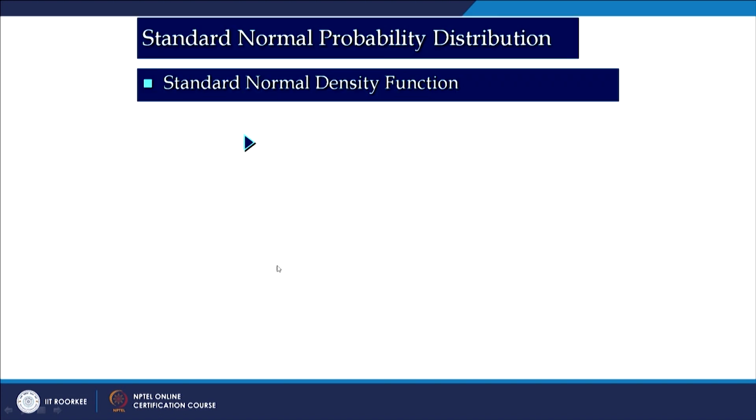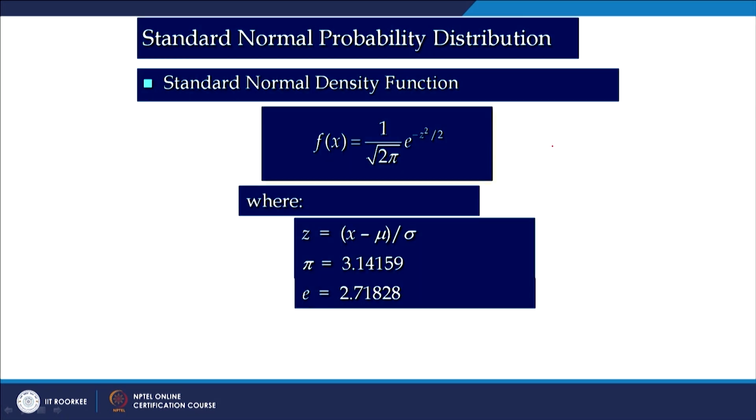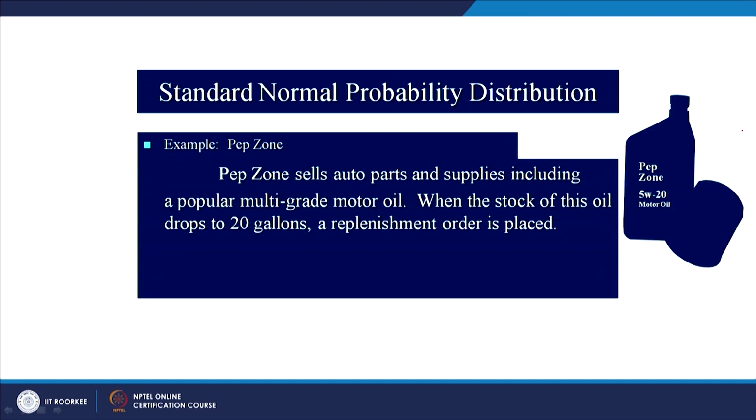Now, let us look at one more example on normal probability distribution. So, this is the normal density function. I have already told you that this z is nothing but, what is z? X minus mu by sigma, right. Let us look at this example.